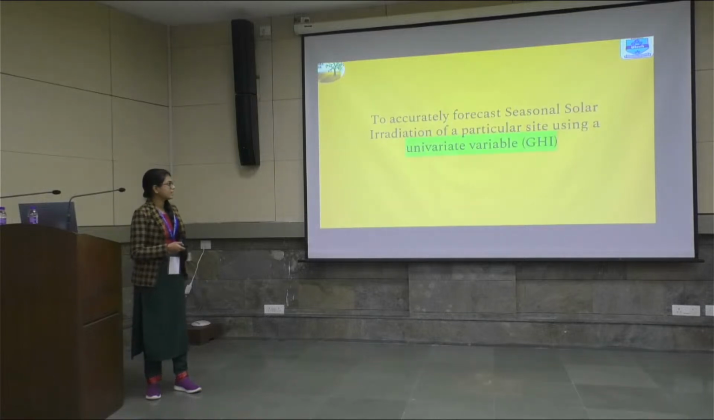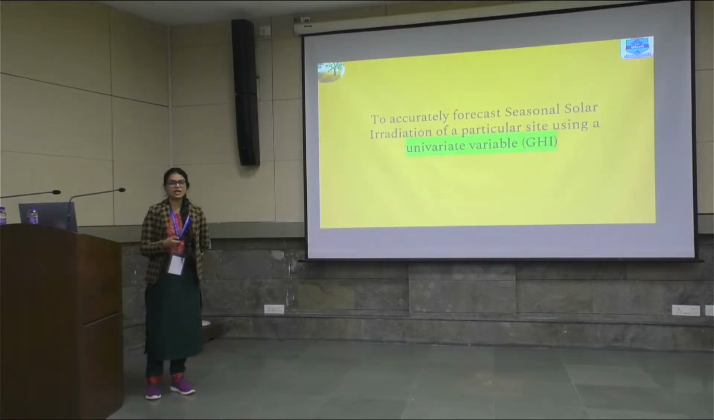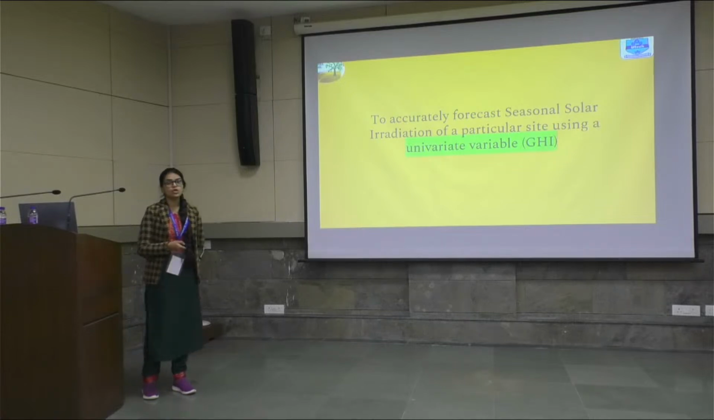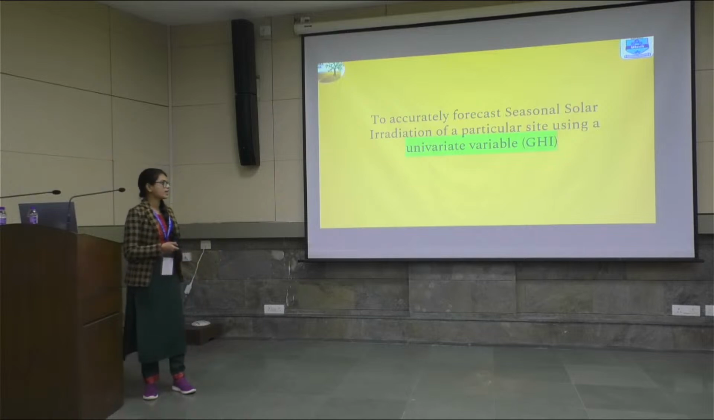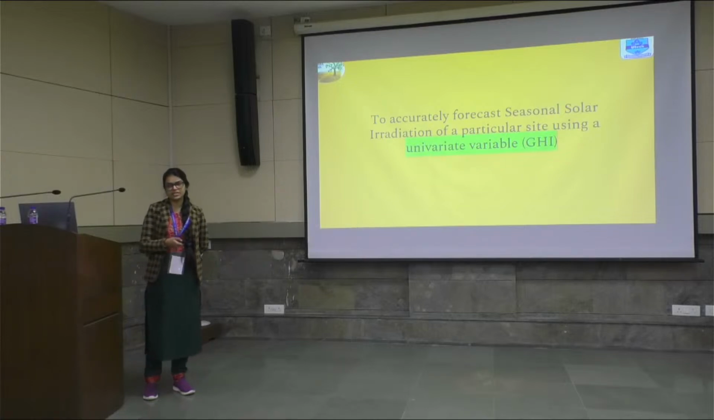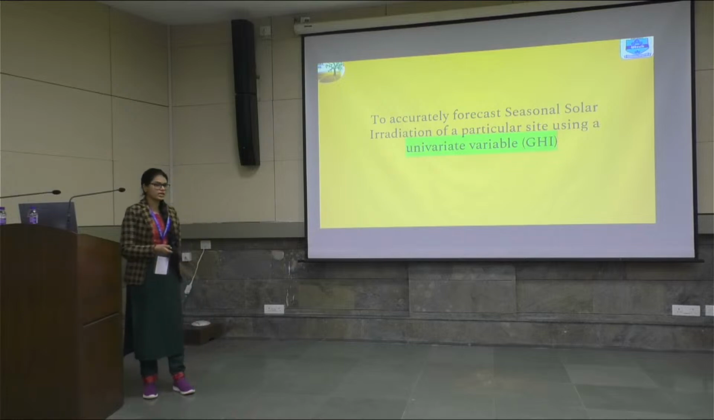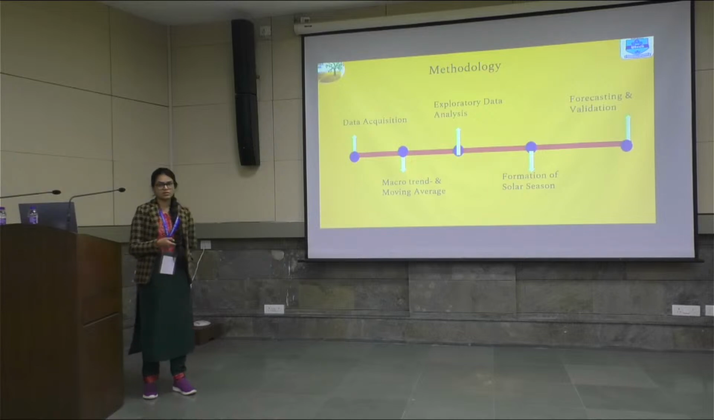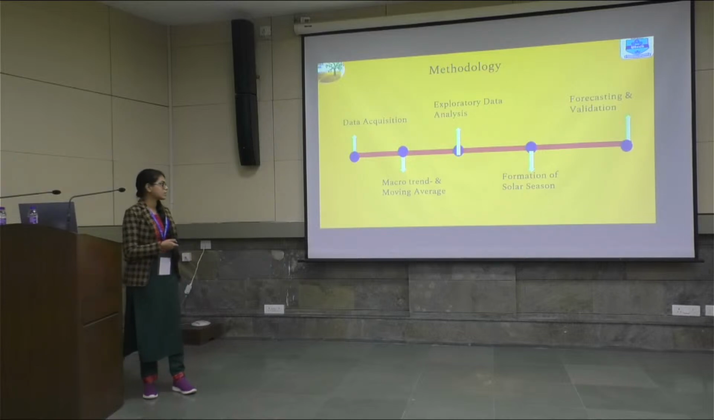Our objective over here is that we are trying to accurately forecast seasonal solar irradiation for a particular site and for a univariate variable. The novel thing that we are trying to add is that with the help of GHI alone, we are trying to make an accurate forecast for a particular site. The methodology that we have followed is data acquisition, and then we tried to make a forecast model on the basis of macro trend.